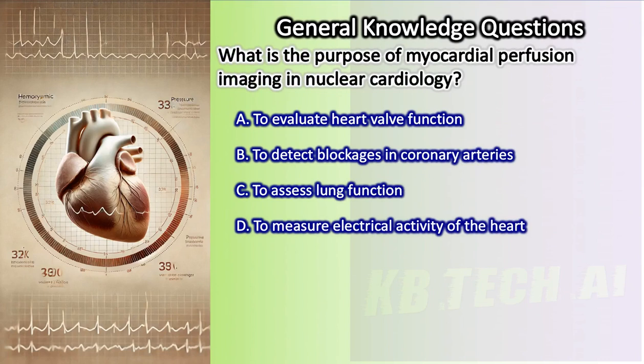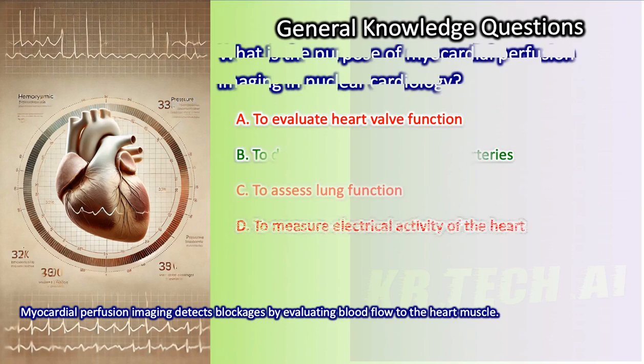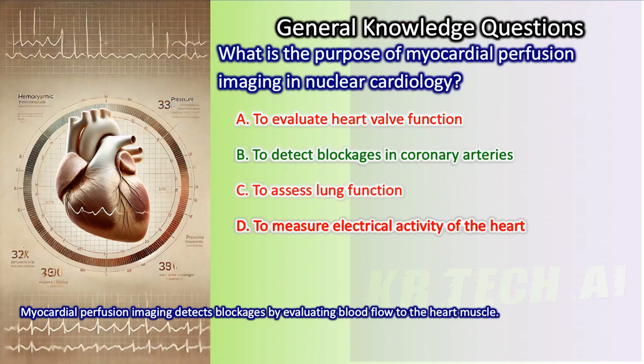What is the purpose of myocardial perfusion imaging in nuclear cardiology? Option 1. To evaluate heart valve function. Option 2. To detect blockages in coronary arteries. Option 3. To assess lung function. Option 4. To measure electrical activity of the heart. The answer is option 2. To detect blockages in coronary arteries.